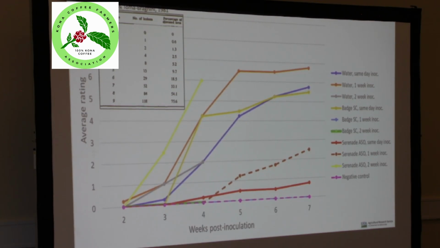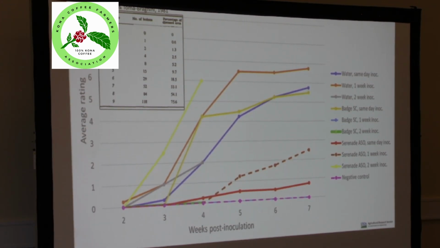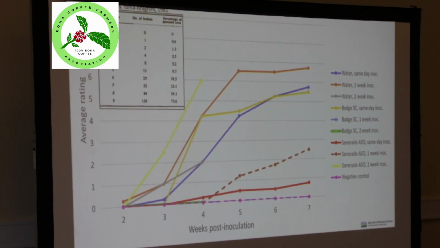Now you'll find that Badge 1 week and 2 weeks inoculation, so again, the potted plants were treated and then inoculated a week or 2 weeks later, there was excellent control over the time, and essentially there were no symptoms that developed out to 7 weeks post-inoculation. Interestingly, when Badge was applied to the potted plants, allowed to dry, and immediately inoculated, we saw minimal control, and we hope to explain this a little later.